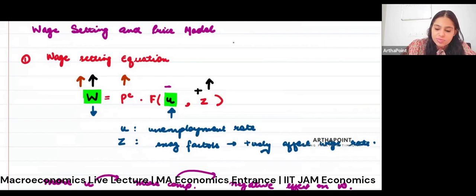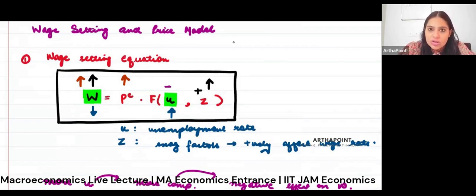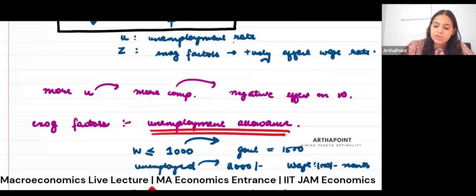This relationship is known as the wage setting equation. Later on, I will give you an example where you may be given some form of this function. So what if this function has a linear form? Then how you will solve it, I will show you that also.